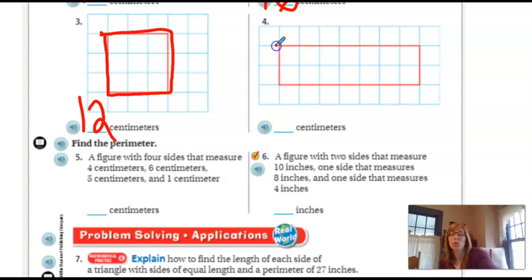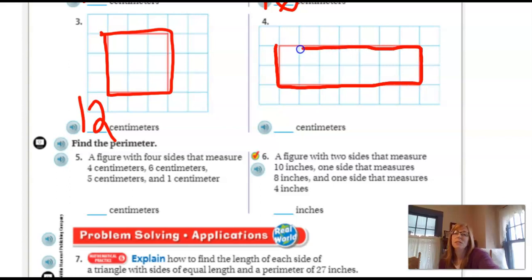All right, let's start right up here. Here we go. 1, 2, 3, 4, 5, 6, 7, 8, 9, 10, 11, 12, 13, 14, 15, 16, 17, 18. 18 centimeters. All right, find the perimeter. A figure with 4 sides, a quadrilateral, that measure 4 centimeters, 6 centimeters, 5 centimeters, and 1 centimeter. Oh my goodness. They want to know the perimeter.